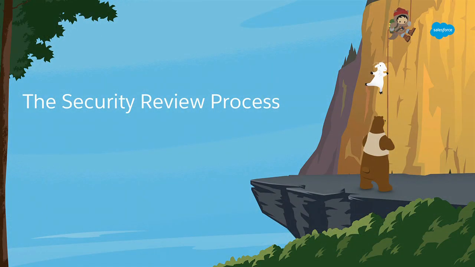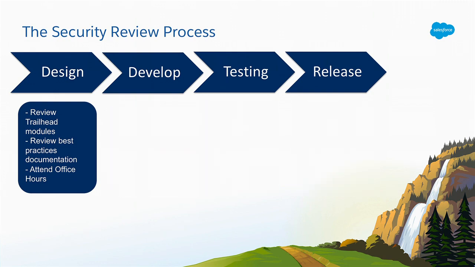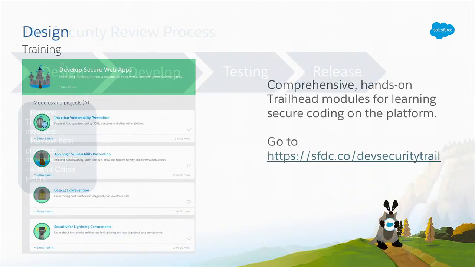Cool. So that was the overview, why we do it, what we do, and who's who. Let's actually dive right into it. So the security review process, this is how you ace it. So we want to get you at all parts of the lifecycle. This looks just like a waterfall development lifecycle, right? So in the early phases, we want you to review Trailhead modules. We want you to review the best practices, and we want you to attend office hours. I'm going to dive right into that now, and we'll cover the other parts later.